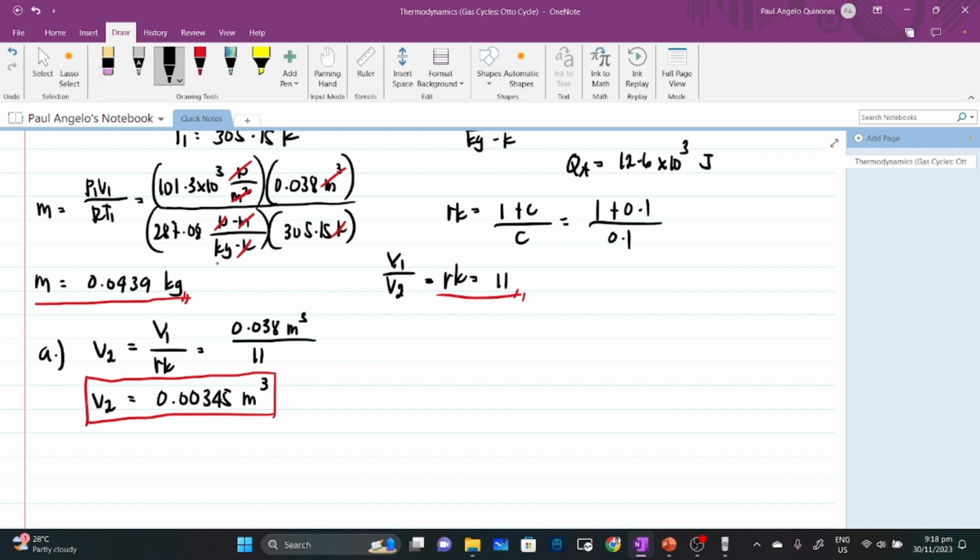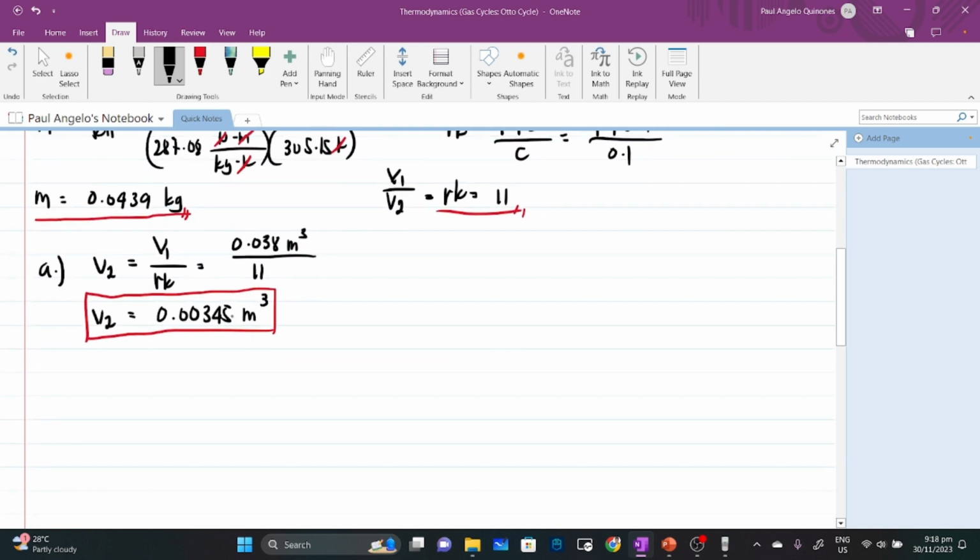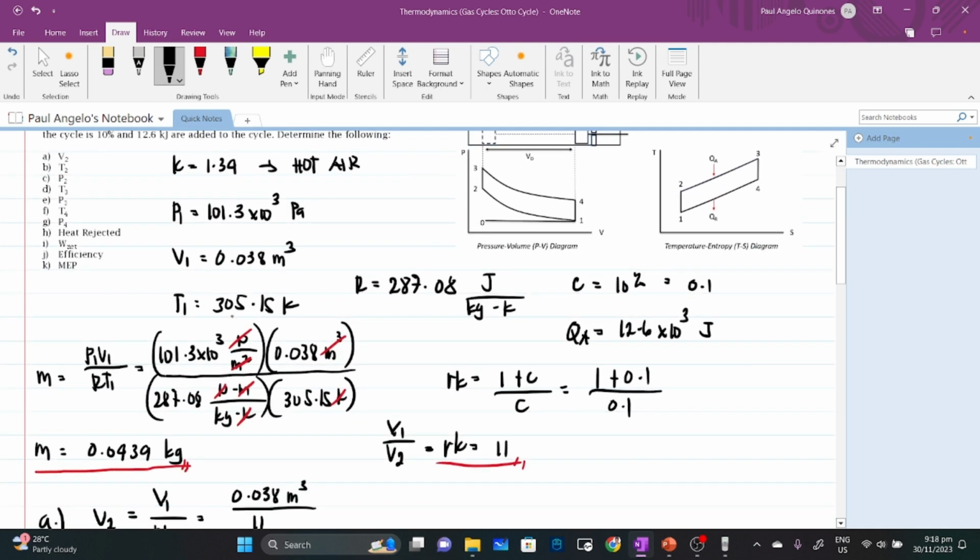Next, we are asked to solve for T sub 2. Right now, we are done with point 1. We have P1, V1, and T1, so point 1 is already checked. Let's put a circle around that, so this one is already finished.